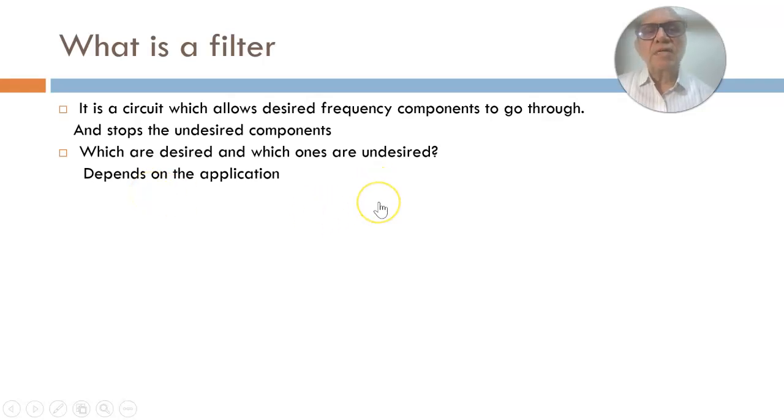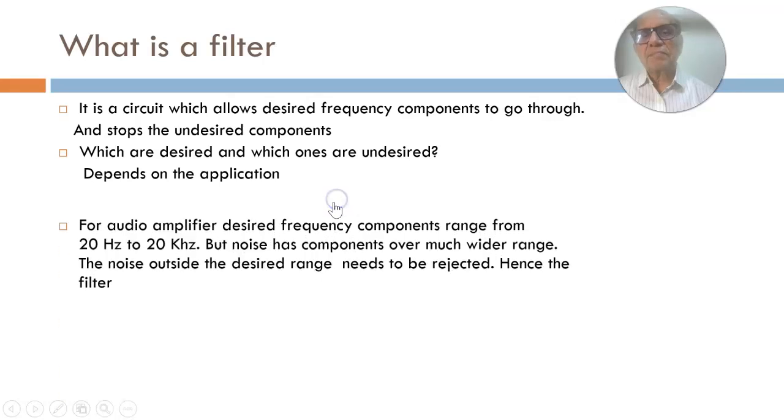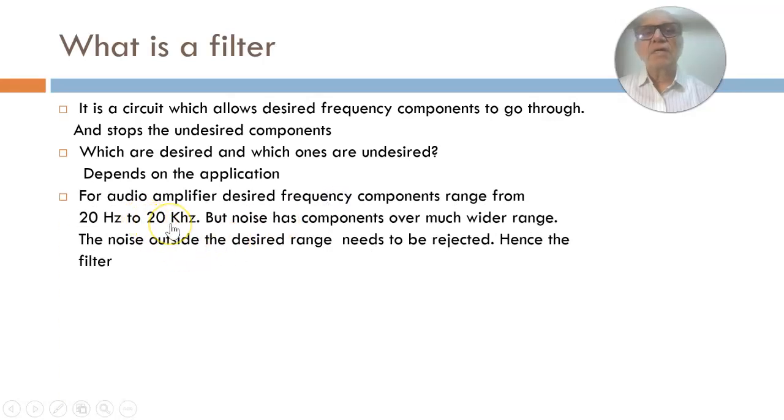For example, if you are trying to build an audio amplifier, the desired frequency components lie in the frequency range 20 Hz to 20 kHz. Outside this range, noise is present everywhere, so you would like to remove the noise. In that case, noise is the undesired one and the frequency range from 20 Hz to 20 kHz is the desired one. Let me repeat that. For an audio amplifier, desired frequency components range from 20 Hz to 20 kHz, but noise has components over a much wider range. So the noise outside the desired range needs to be rejected and hence you require a filter.